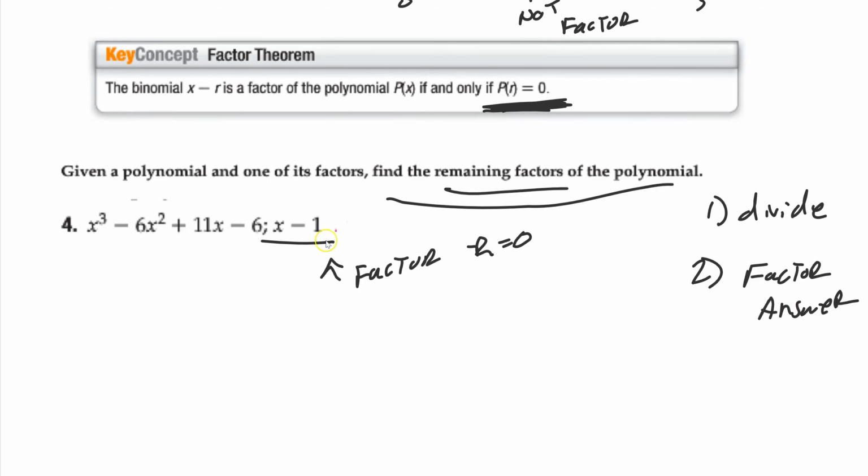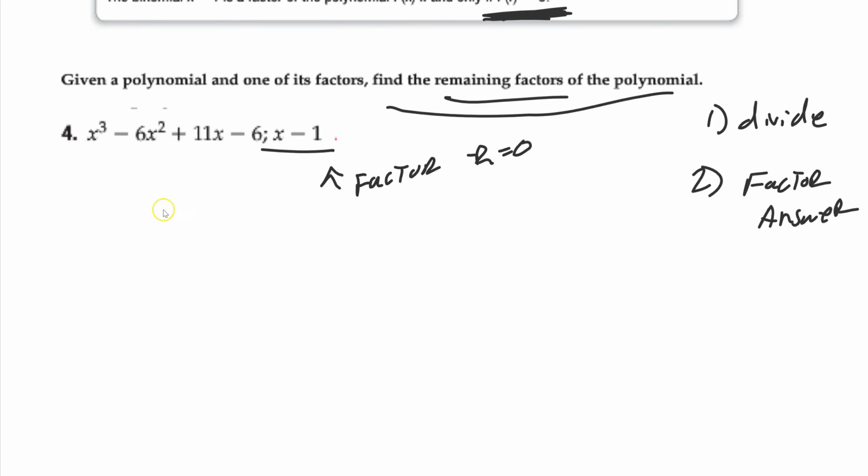They're saying, hey, this is a factor. So if I divide this by that, it's going to give me a remainder of 0, so I get a nice even polynomial. I can just factor that answer. So that's the idea. Let's do it. Let's do a couple examples of this. So I'm going to start here.